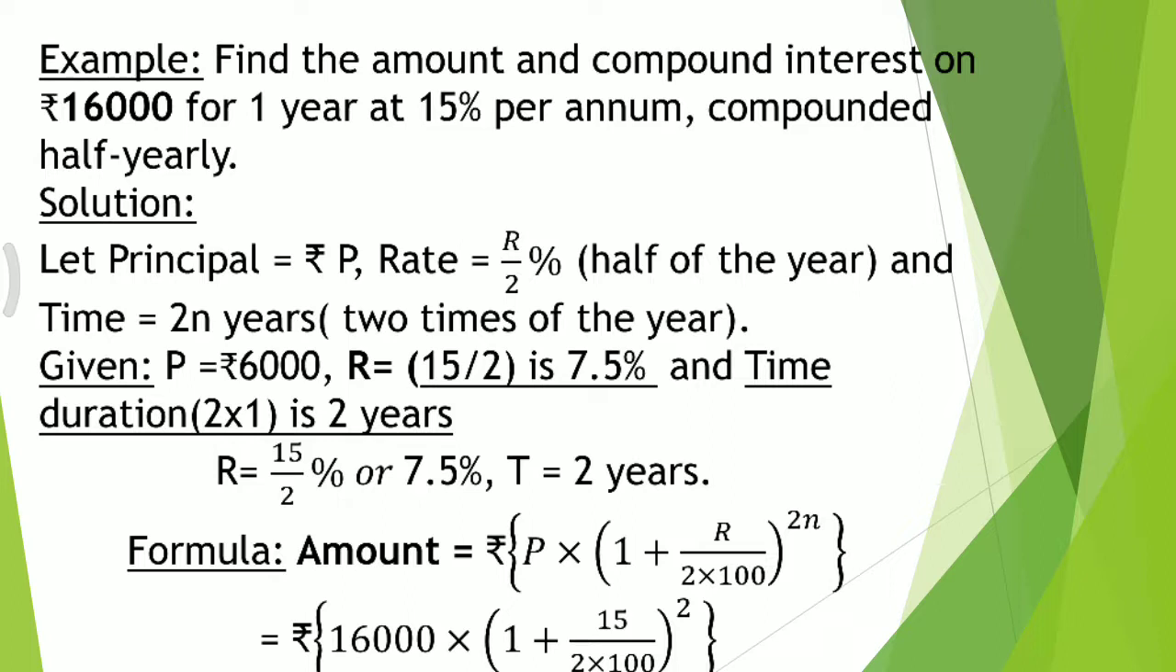Just note what is principal, rate and time. Here P is equal to 16,000, R is equal to 15%, that's why you have to divide it by 2, we get 7.5%. Time duration is 2 into 1, because 1 year we double it, that's why we get 2 years. Now directly we can apply the formula.